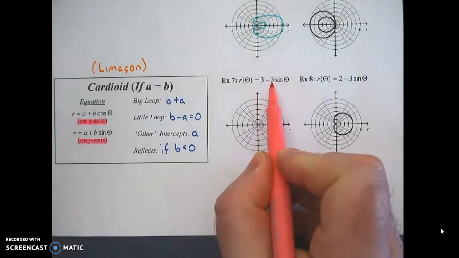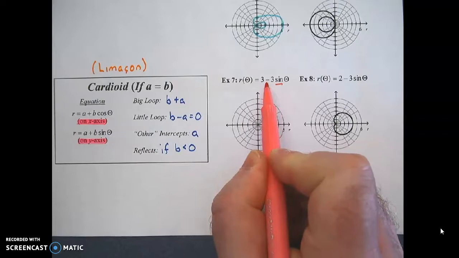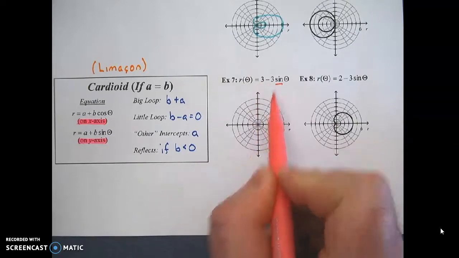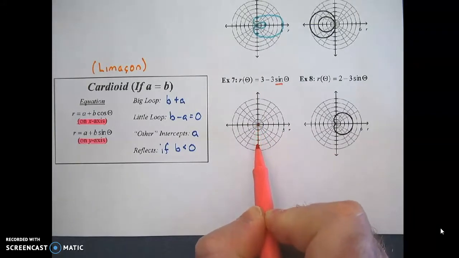All right, so I'm going to be on the y-axis. I'm going to be on the negative y-axis. My big loop should be 6, so I'm going to go negative. So always start at 0, 0, 1, 2, 3, 4.